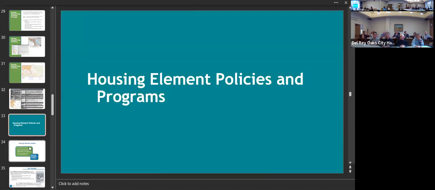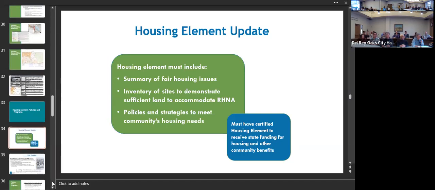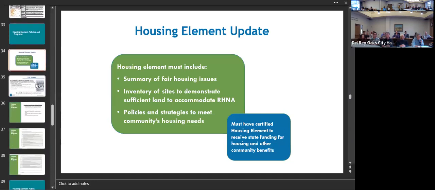And so that takes us to housing element policies and programs, which is really an important element of the housing element. We must include how you are addressing fair housing issues, an inventory of sites, and also policies and strategies to meet the community's housing needs. Next slide.